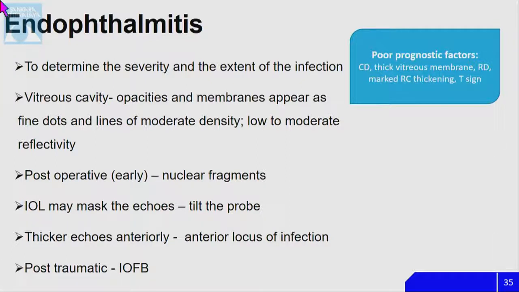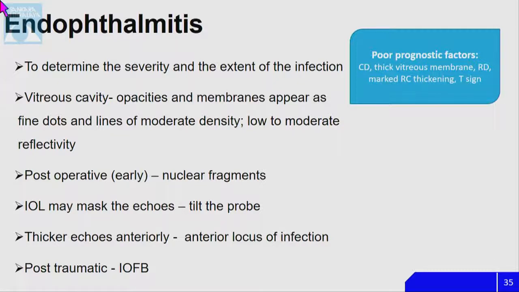And in the scenario where we encounter endophthalmitis, for example, in a post-operative endophthalmitis, we should look for nuclear fragments, which may be highly reflective, mobile. And sometimes in a very early endophthalmitis, the IOL may be causing reverberation echoes. We may not be able to see the vitreous echoes. In that case, we have to slightly tilt the probe so that we are not missing any early endophthalmitis. And thicker echoes anteriorly suggest an anterior focus of infection, for example, corneal ulcer. And in a post-traumatic setting, we should always look for intraocular foreign bodies.